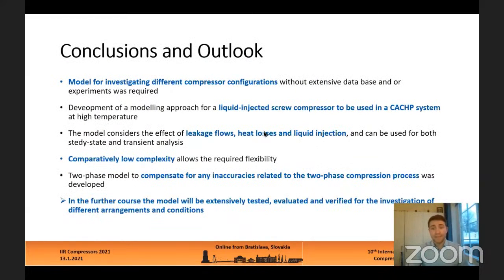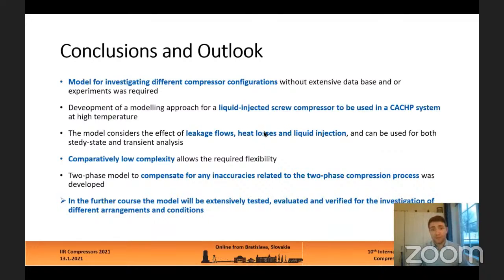In conclusion, we can state that a model for investigating different compressor configurations without extensive database and/or experiments was required. Within this work, a modeling approach for liquid-injected screw compressors was developed, and the model considered the effects of leakage flows, heat losses, and liquid injection, and can be used for both steady-state and transient analysis. The comparatively low complexity allows the required flexibility to change, for instance, the number of control volumes, the size of the volume, the number of injection ports, the position, and also the amount of liquid that is injected.